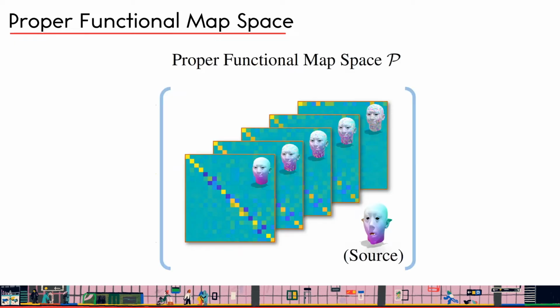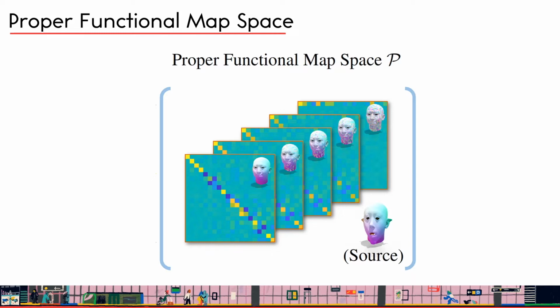Let's first take a look at the proper functional map space. In the middle, we show the proper functional map space P between a pair of head shapes. We can see that each proper functional map has an underlying pointwise map as shown on the top right. In the standard functional map pipeline, there is a conversion step where the pointwise map is recovered from the optimized functional map. This step can be equivalently formulated as projecting an arbitrary functional map into this space P and finding its closest proper functional map in this space.